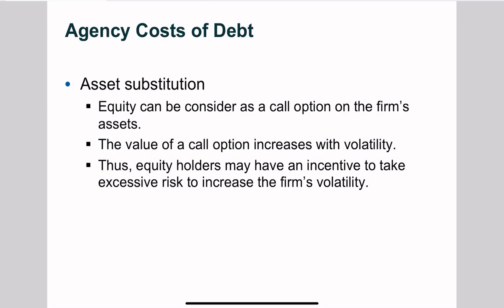It basically means that even if this project is a negative NPV project, if it has this excessive risk, then equity holders will want to pursue it. And you can see that pursuing this negative NPV, excessively risky project will actually hurt debt holders.